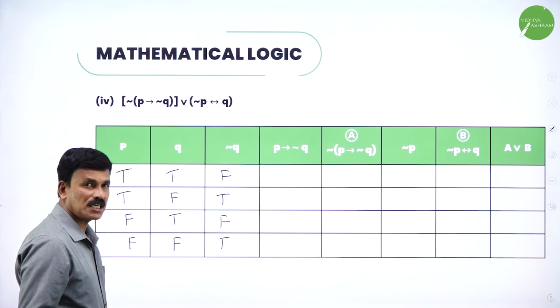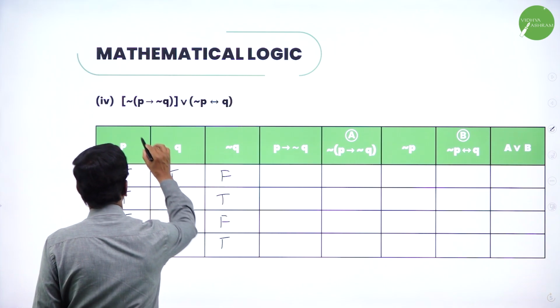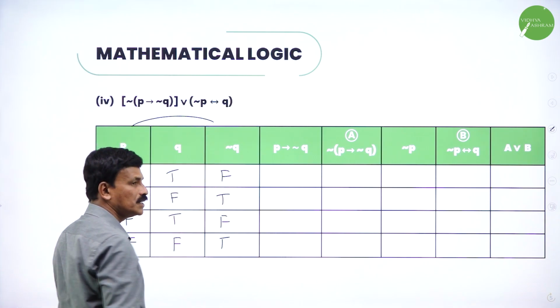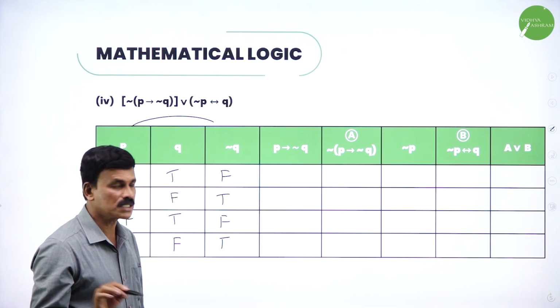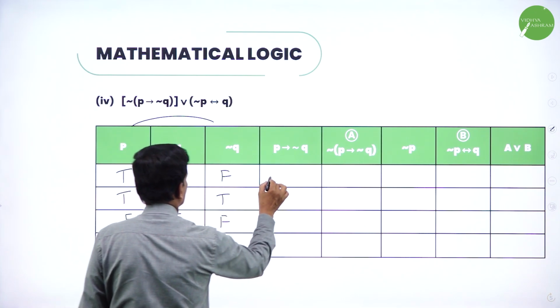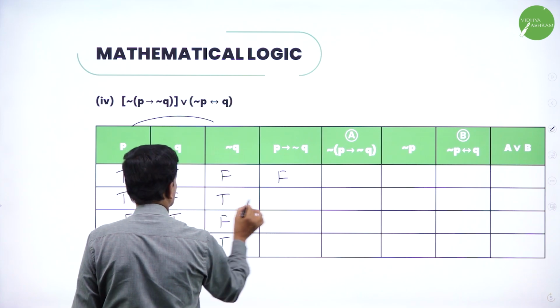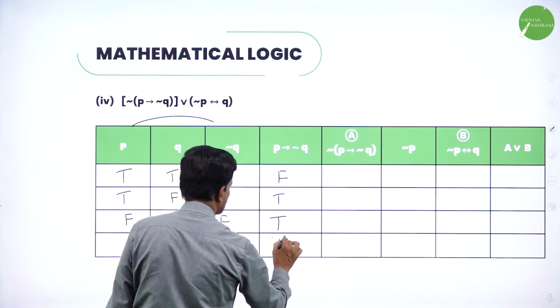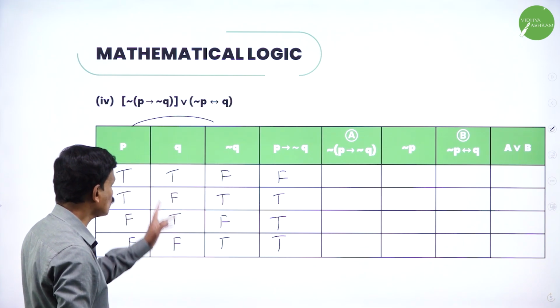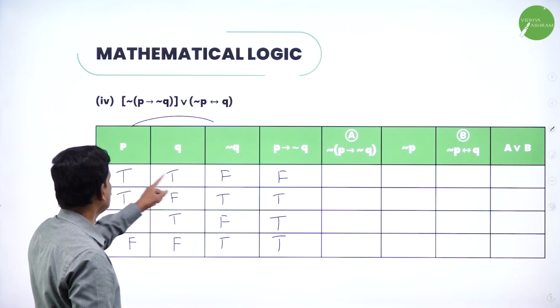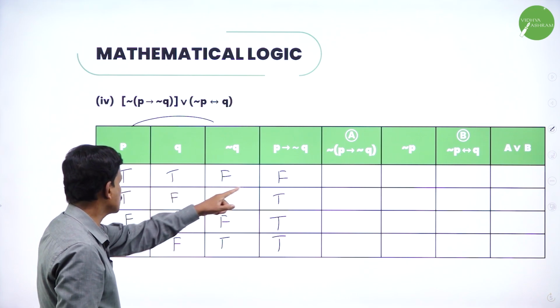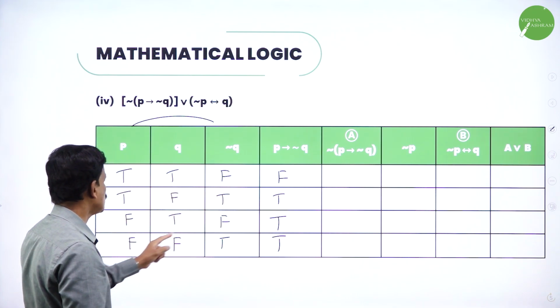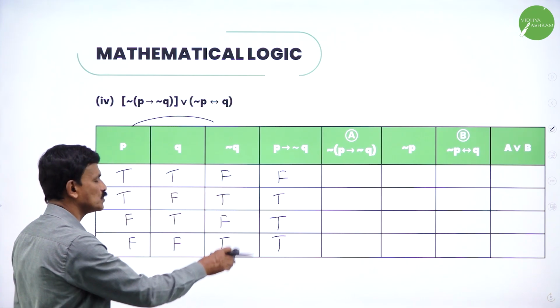The conditional statement for P and negation Q. The conditional for these two. Conditional: true and false is false. In all other cases, it is true. So, true and false is false. Again, true and true is true. False and false is also true. False and true is also true. See here, the conditional for P and negation Q: true and false is false, true and true is true, false and false is also true, false and true is also true.